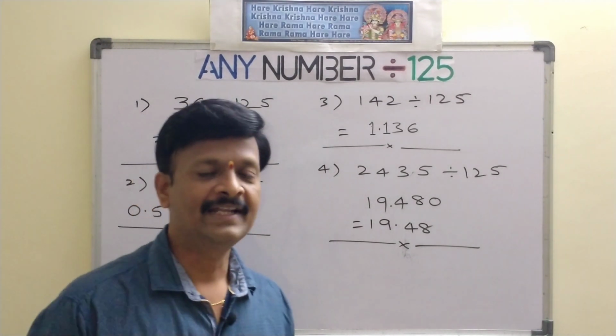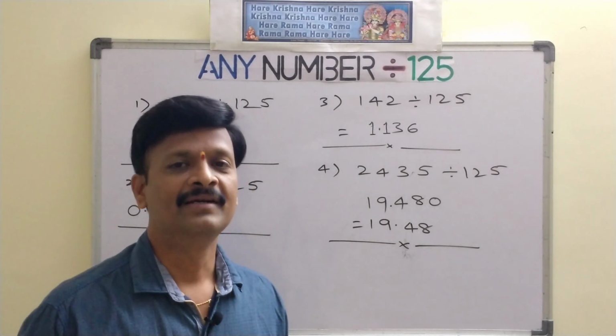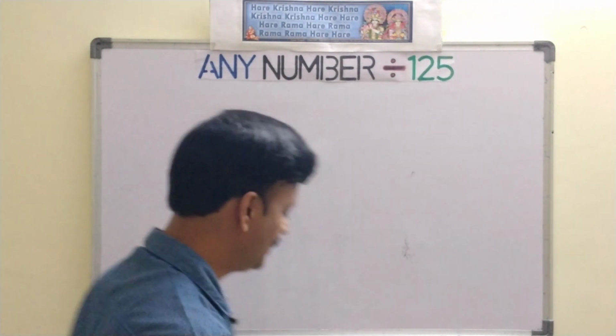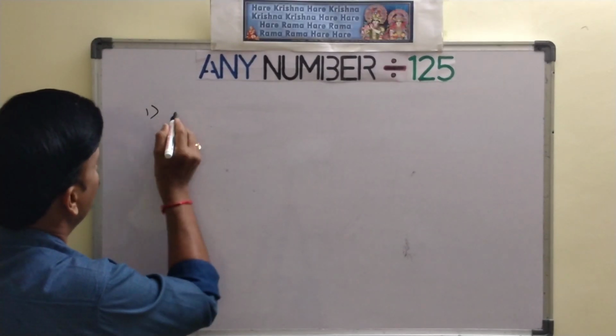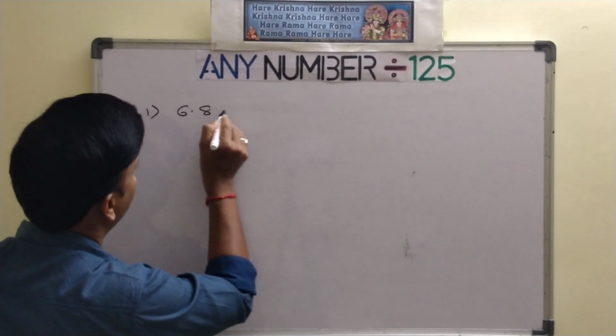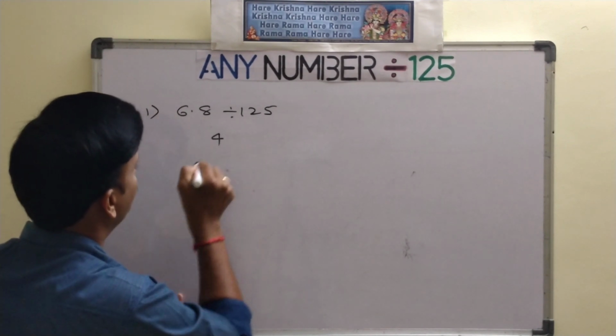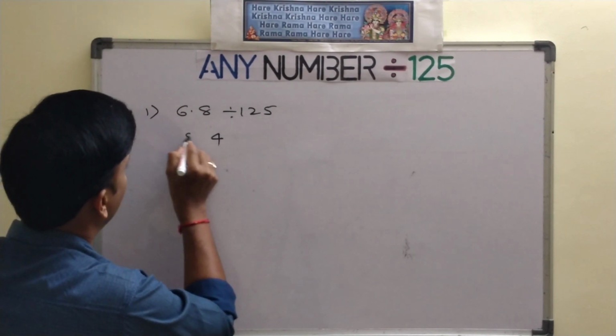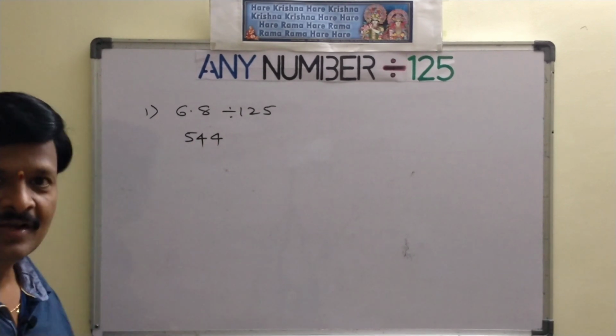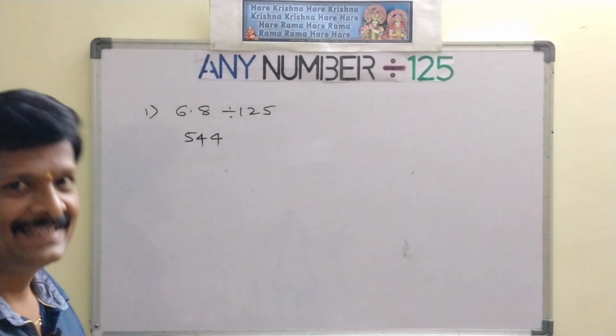And also we consider now some decimal numbers, how to divide these decimal numbers by 125. Let's consider some examples. Here, the first example we'll take is 6.8 divided by 125. So what to write? 544 has come, but this is not the answer.